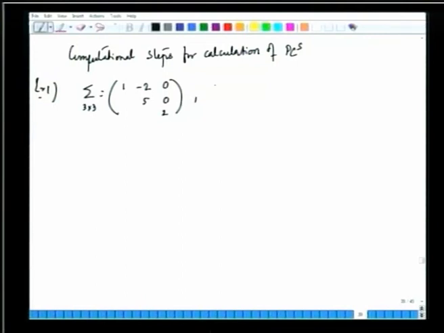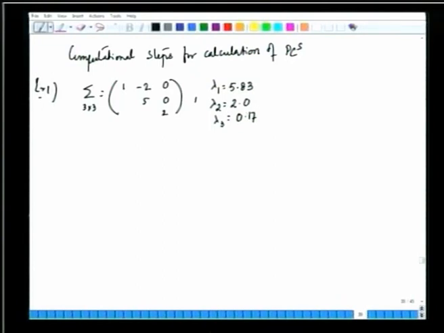So I calculate the 3 eigenvalues from here, and I denote them with the first one being the highest. So lambda 1 is equal to 5.83, lambda 2, the second one in magnitude, is 2, and lambda 3 is 0.17, all positive. In decreasing order: 5.83, 2 and 0.17.